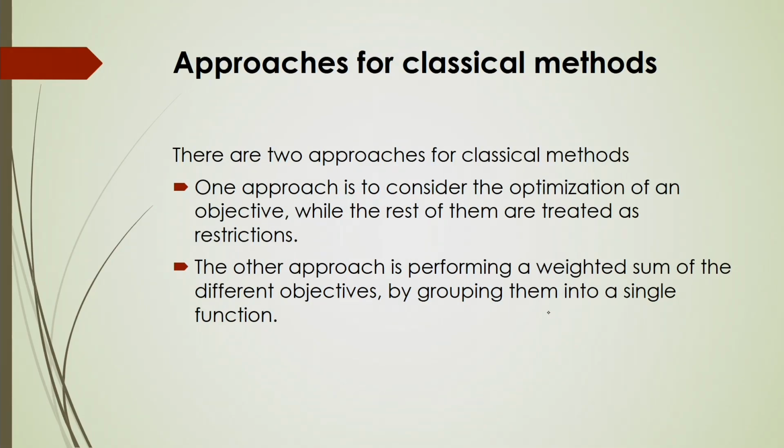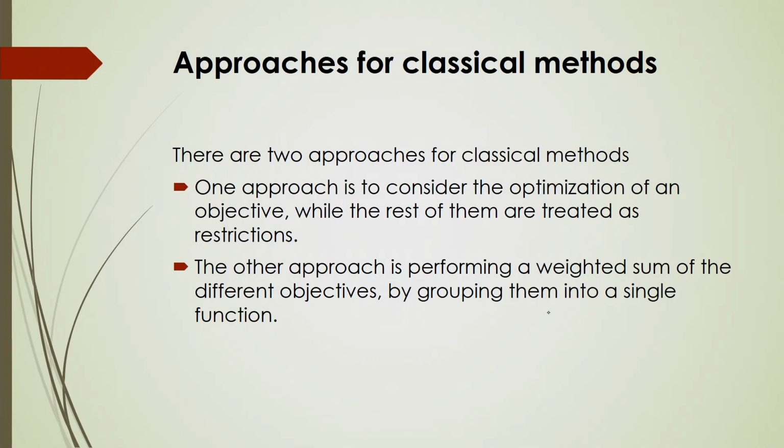Now, what are the approaches for the classical methods? There are generally two approaches. One is to consider the optimization of one objective, while the rest of them are treated as restrictions. The other approach is performing a weighted sum of the different objectives by grouping them into a single function. So, if different objectives are coming, you have to group them and consider a single function based on that grouping. That is why these two approaches are very important to execute these classical methods.